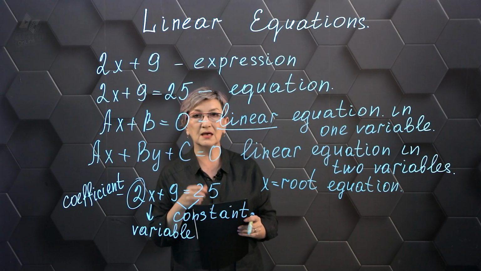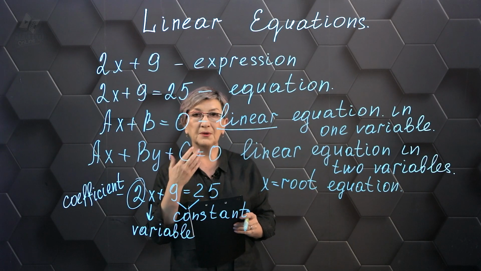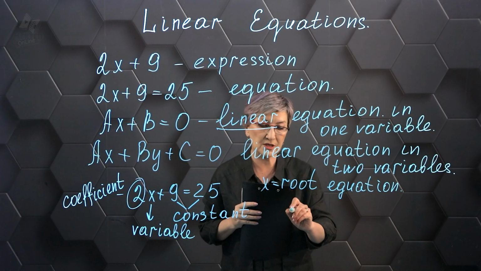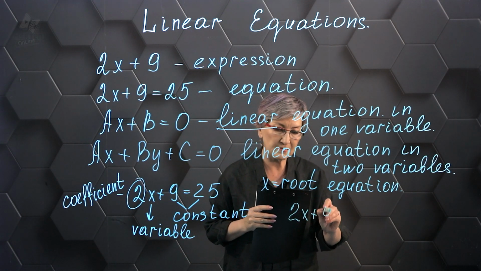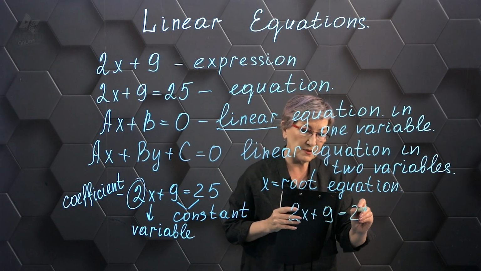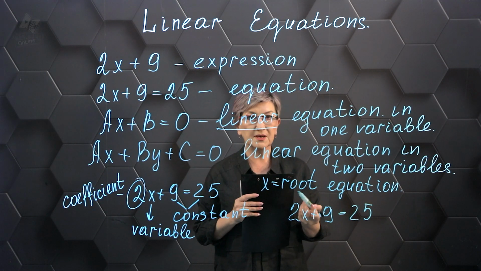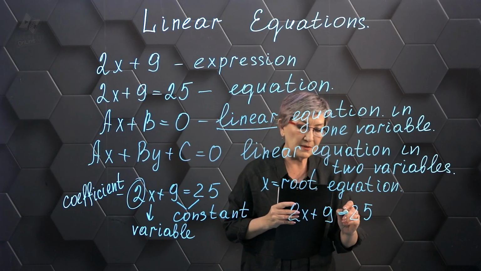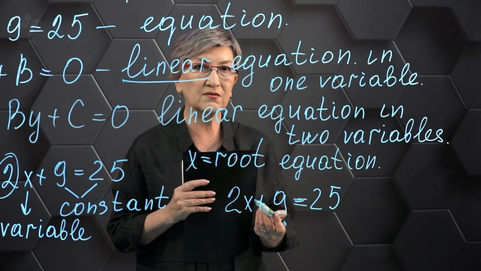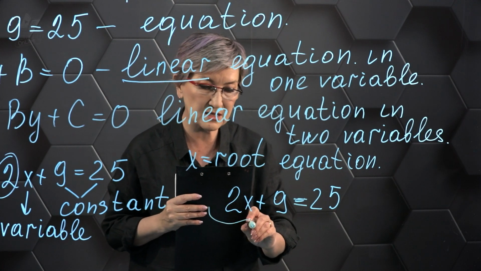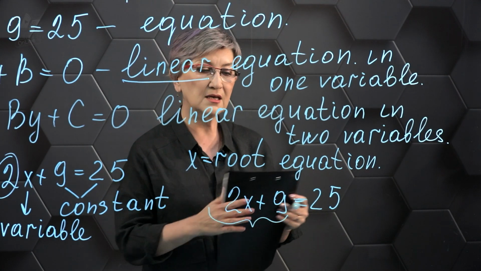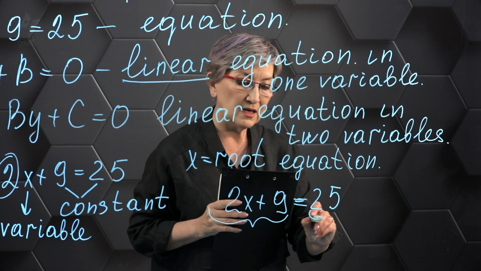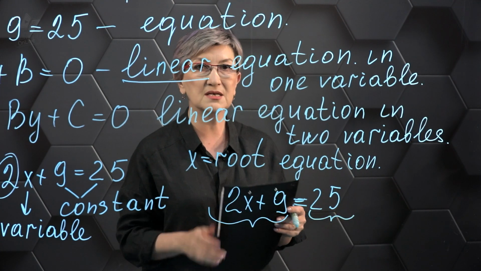And one more concept we're going to use when solving linear equations. I'm going to write down our example again: 2x plus 9 equals 25. And I want to point out to you that this is an equality. And the equal sign divides our equality into two parts. This is the part that is written to the left of the equal sign, and the part that is written to the right of the equal sign.